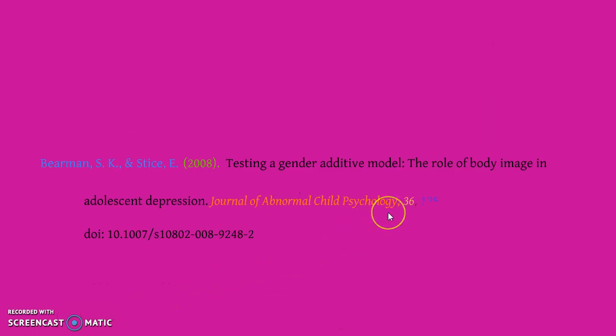So this is an example of a journal article that is continuously paginated. So we notice that there are really high page numbers, and so we include volume 36 as italicized. And that's all we have to do. We do not have to include the issue number because it is perceived to be unnecessary information. So we have the volume 36, comma, page numbers inclusive, and then we follow that with a period.